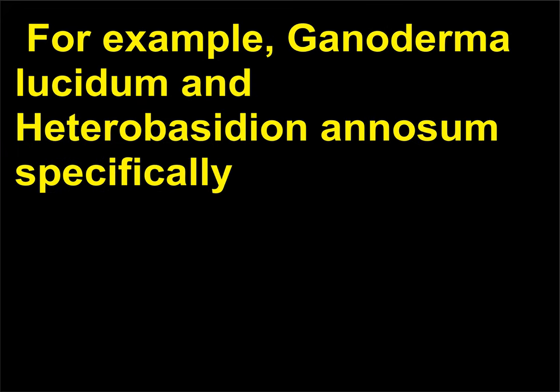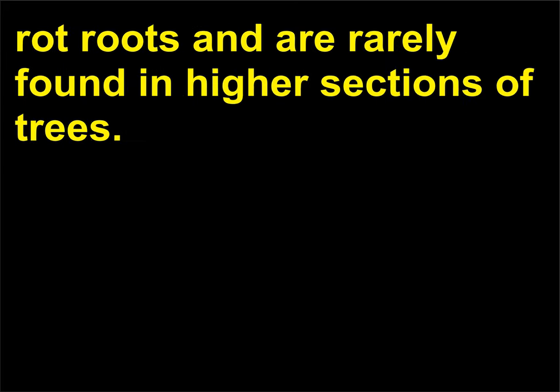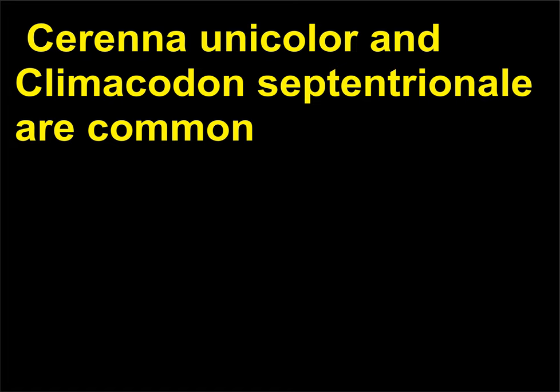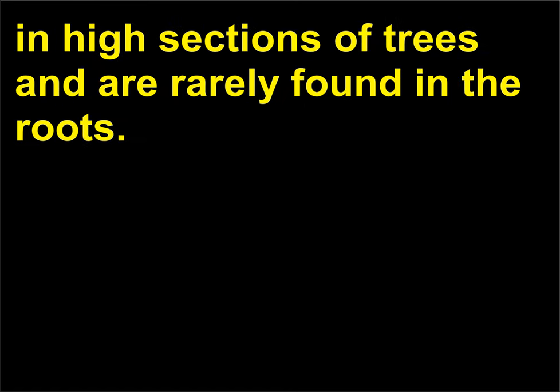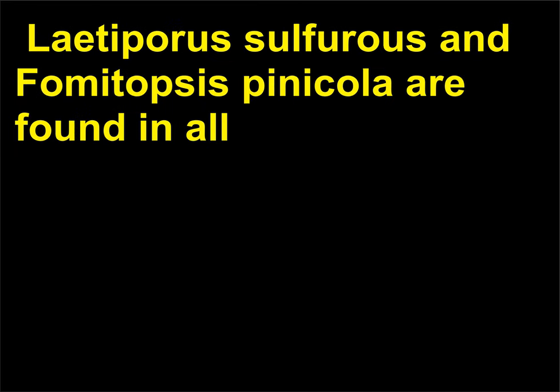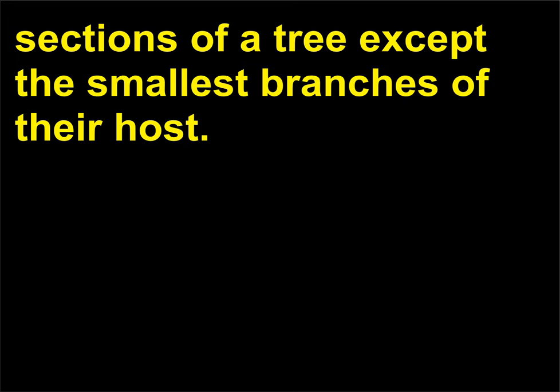For example, Ganoderma lucidum and Heterobasidion annosum specifically rot roots and are rarely found in higher sections of trees. Sirena unicolor and Climacodon septentrionale are common in high sections of trees and are rarely found in the roots. Laetiporus sulphureus and Fomitopsis pinicola are found in all sections of a tree except the smallest branches of their host.